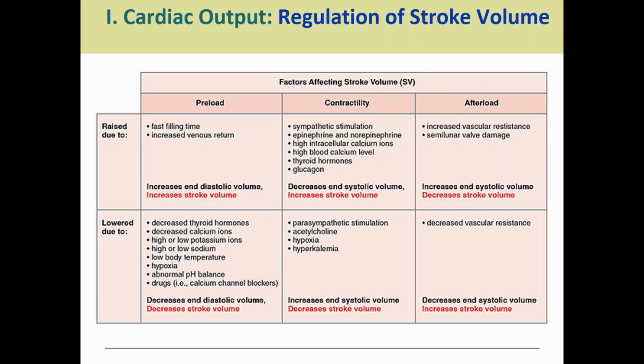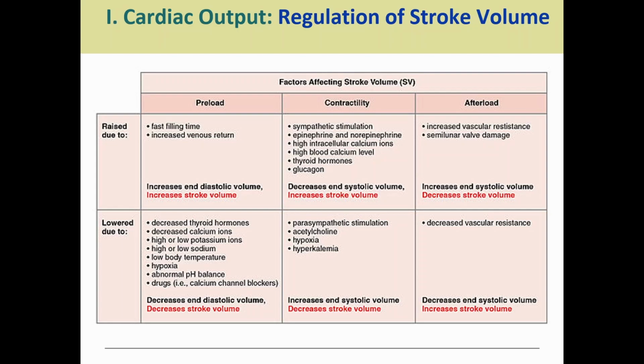Contractility is going to be raised by sympathetic stimulation, right? So that epinephrine, norepinephrine type stuff, higher calcium levels, higher thyroid hormones, glucagon, and then lowered by the parasympathetic side, which makes sense. If sympathetic raises it, then it makes sense that parasympathetic would lower it. And since parasympathetic uses acetylcholine, then acetylcholine would also lower it. Hypoxia and hyperkalemia, which is going to be an excess of potassium.